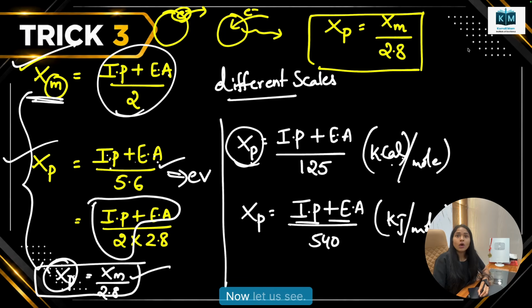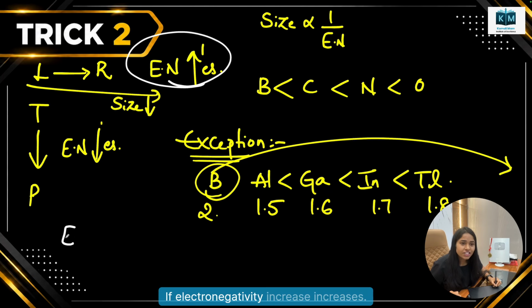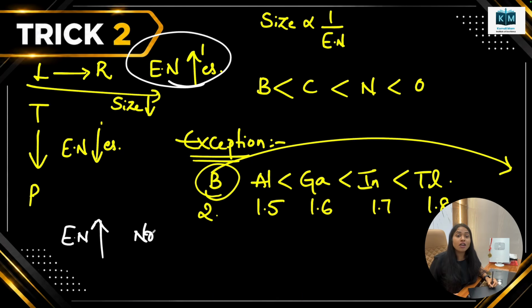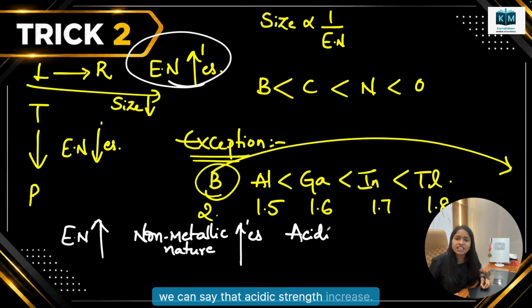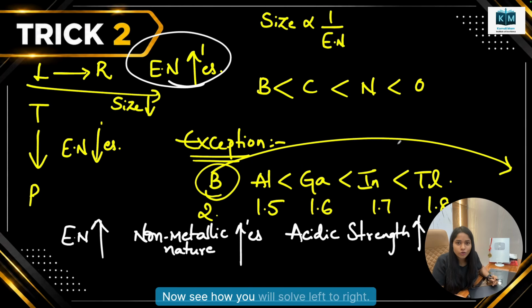Now let us see questions, how fast you will do. You have to answer, okay? Here is one excellent point. Left to right, what's happening, students? Electronegativity increasing. If electronegativity increases, the element has a tendency to attract electrons, which is called non-metallic character. If non-metallic nature increases, we can say acidic strength increases. Simple trick. Easy, no?